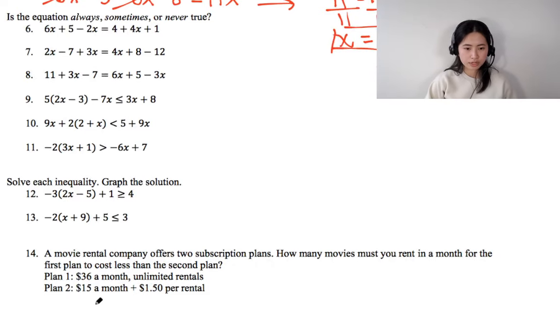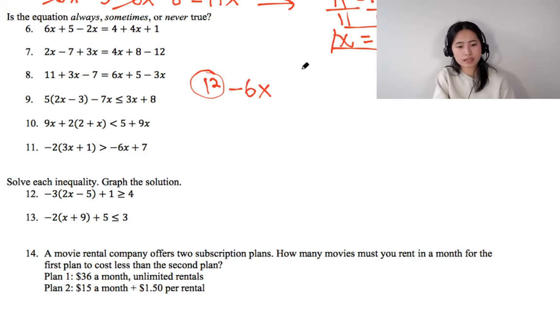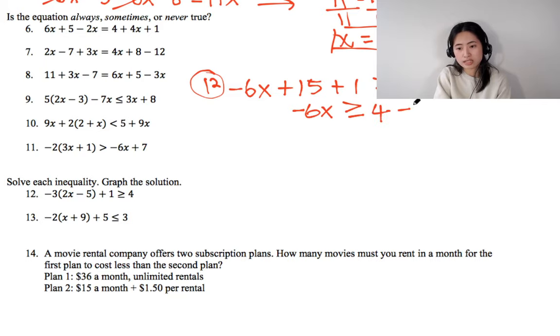Okay, so we have negative 3 times 2x minus 5, so number 12 is right here. This is going to be negative 6x, so I'm distributing negative 3 to 2x. And this would be negative 6x plus 15, because negative 3 times negative 5 is positive 15. And this is plus 1, which is greater than or equal to 4. So 15 plus 1 is going to be 16. Negative 6x is going to be greater than or equal to 4 minus 16.